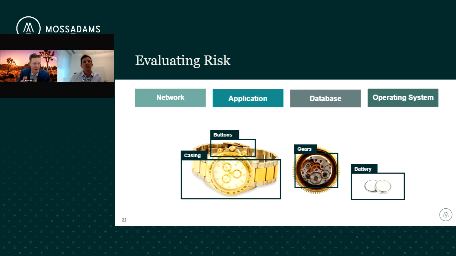So evaluating risk, when we're talking about an information technology system, you can really compare it to a watch. That's what we like to do here. You can see your network. Let's see here. It's a slide. So your network is really close to the casing of the watch, right? That's how it interacts with the outside. Application is your buttons, right? You're pushing those buttons to do something. Your database is your gears, the internal workings of your system. And your operating system is your battery, right? That's how it keeps running and how folks interact with it.